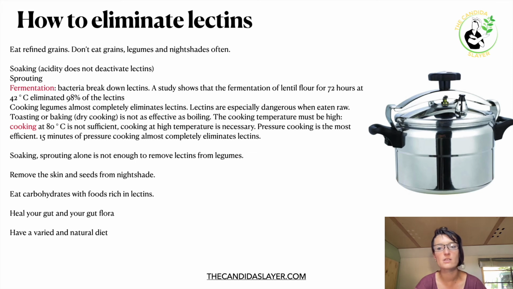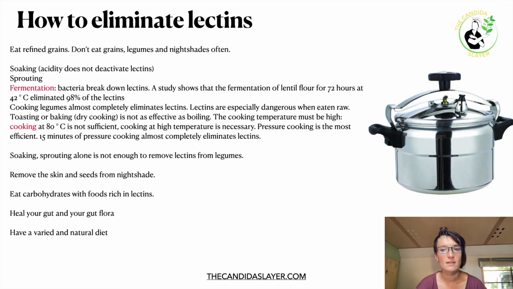Pressure cooking is the best way to eliminate lectins, okay? It's the most efficient. 15 minutes of pressure cooking almost completely eliminates lectins. So cooking is the main process to eliminate lectins. Soaking and sprouting alone is not enough to remove lectins from legumes.